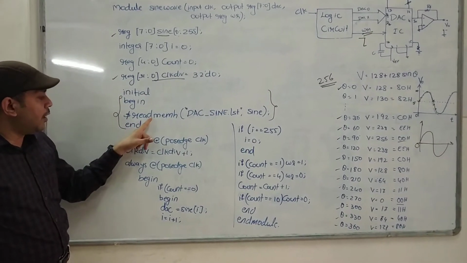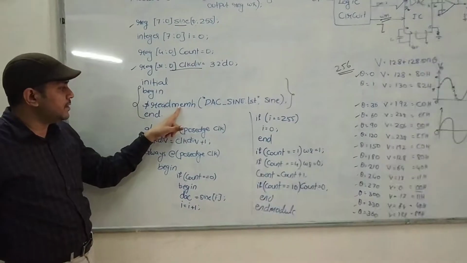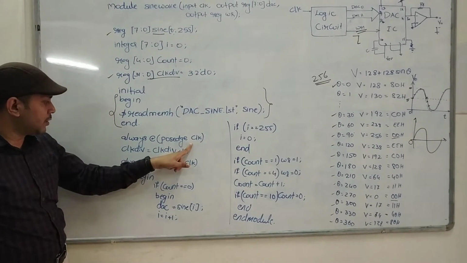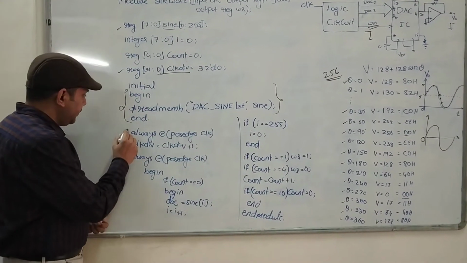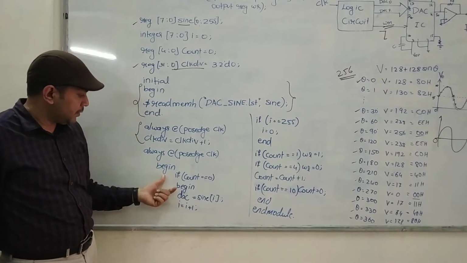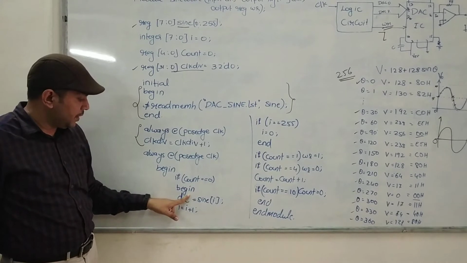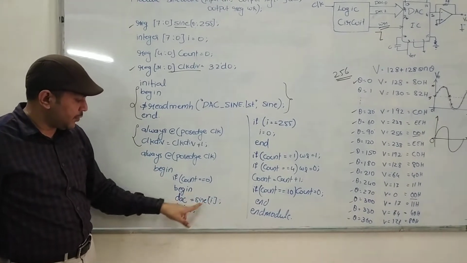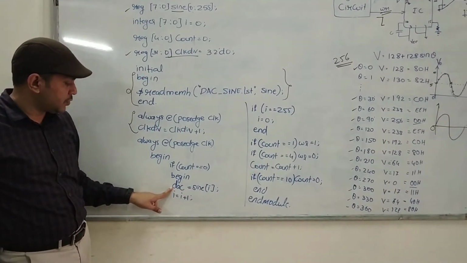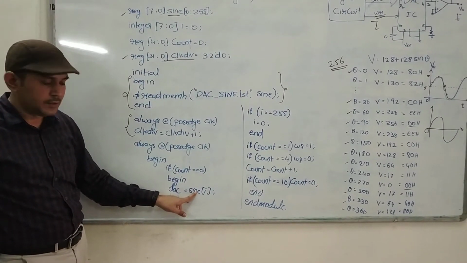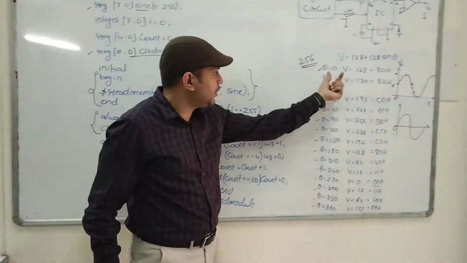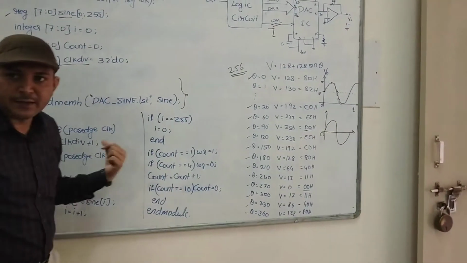Now, coming to the program, how to send these values onto the DAC. Always at the positive edge of the clock, begin. If count equal to 0, begin, you send the value sine of 0. Sine of 0 is sent to the DAC. This sine is also 8 bits. Sine of 0 means the first value, when theta is 0, is sent.